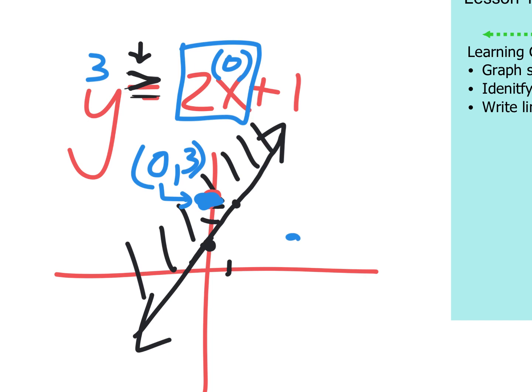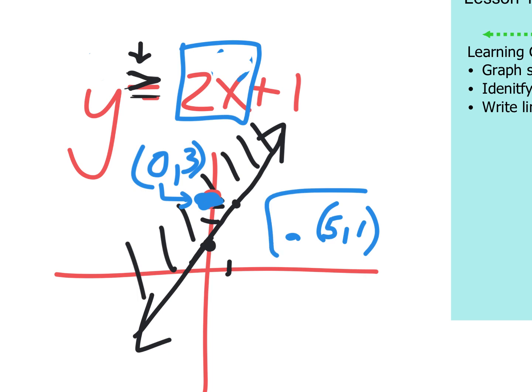Let's take a point out here at like 5, 1. Well, guess what happens when you put that in? Does it seem like it should work or not work? Well, let's find out. I'm going to put in a 5, put in a 1. Oh, it doesn't work. Why shouldn't it work? Because 1 is not greater than.